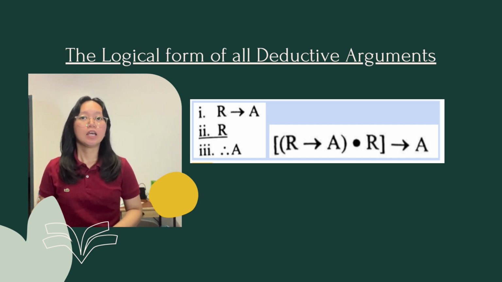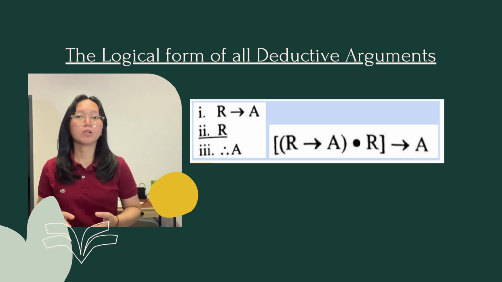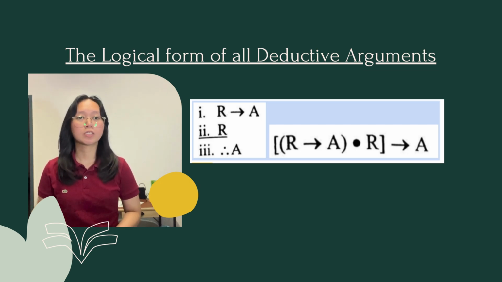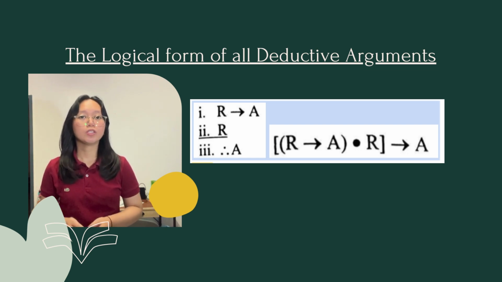Ayan, as you can see, 1 yung naka-parenthesis which is if R then A, and then the second premise is connected to this using ang symbol para sa conjunction which is the shaded circle. And this connects the second premise which is R. If you can also remember, formal deductive logic is similar or isomorphic to conditional statements. So, the premises are connected to the conclusion using the symbol for conditional, which is the arrow.